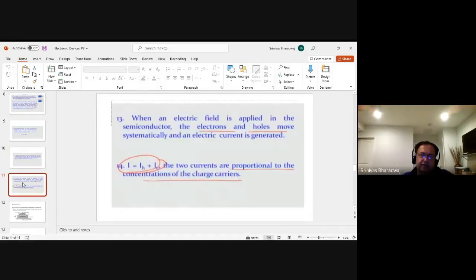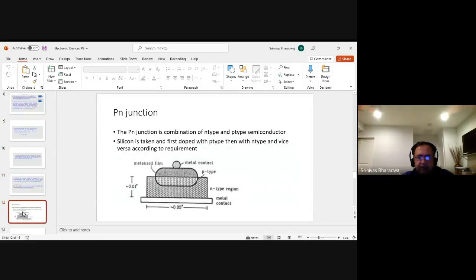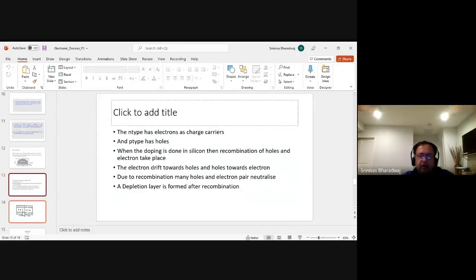Electron rich part on one side, hole rich part on the other side, and then there is a dynamic equilibrium between the electron part and the hole part. Now the n type is rich in electrons, p type is rich in holes. Now there is what is called a drift current. The electrons drift slowly towards the holes.